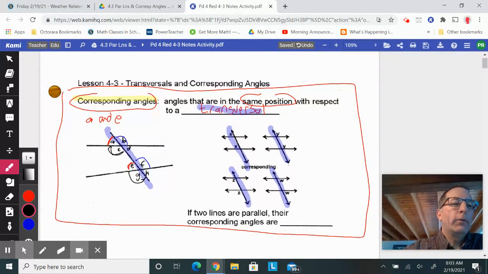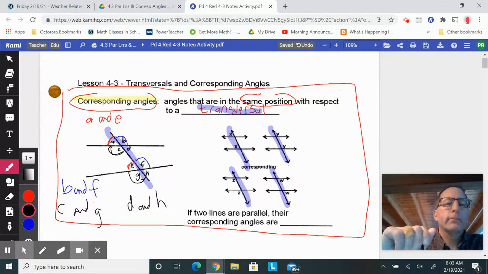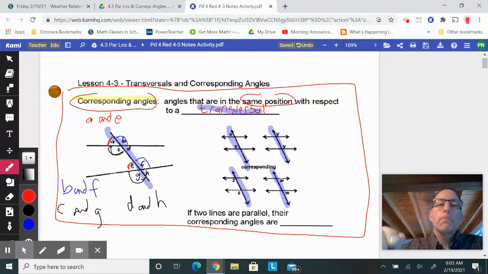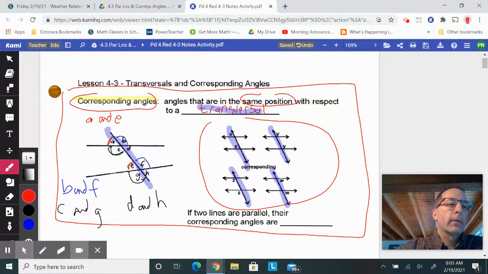So we have angles A and E. Put that in red. We have angles B and F. And then we had angles C and G. And finally, there's angles D and H. D and H. Hopefully that makes sense. All right, let's take a look at the other 4 drawings over here. Take a look at those.